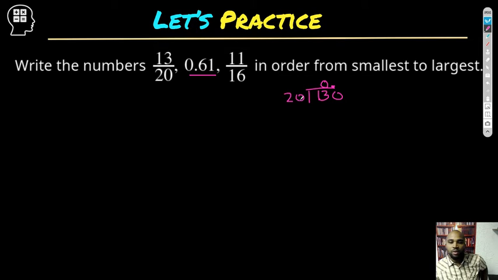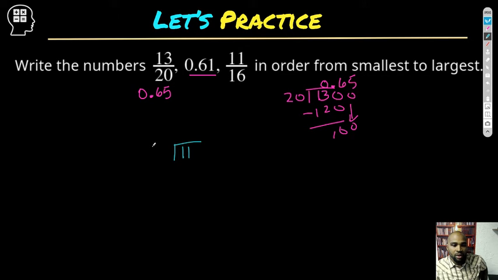We add a 0. 20 goes into 130 6 times, because I know it's going to be 120, leaving us 10. Make it 0. Drop the 0 down. 20 goes into 100 5 times. So now I know this fraction here is the same thing as 0.65. And let's do the same thing for 11/16.